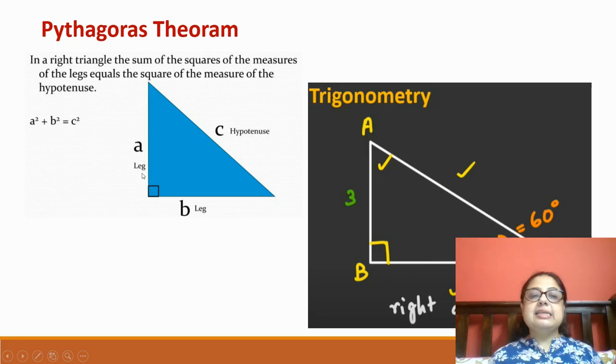Suppose the height and base are given, we can easily find the hypotenuse. If the height is 3 units and the base is 4 units, then the hypotenuse square is 3 squared plus 4 squared, that is 25, so the hypotenuse will be 5, right? Here two values were given, height and base, so we could easily find the length of the hypotenuse. But in case only one value is given, we cannot use the Pythagoras theorem. We have to use the trigonometrical formula, right? So let's now see how we can derive the trigonometrical formulas and what they are.